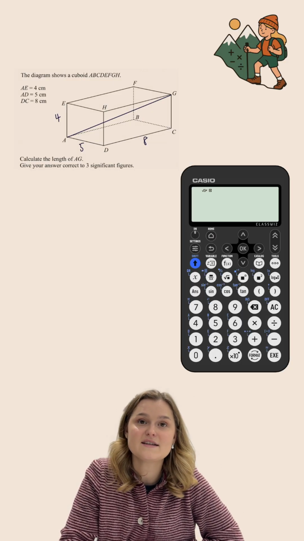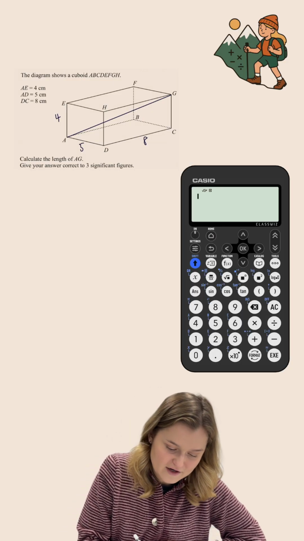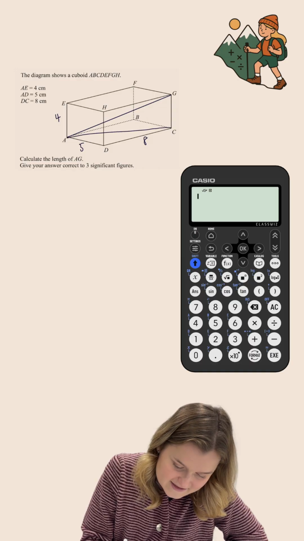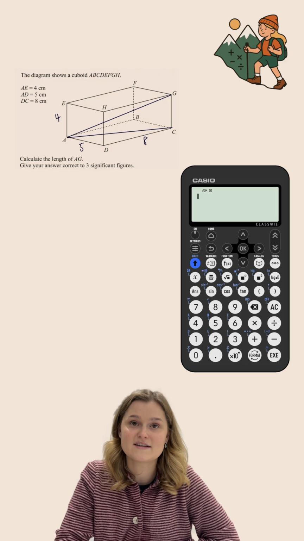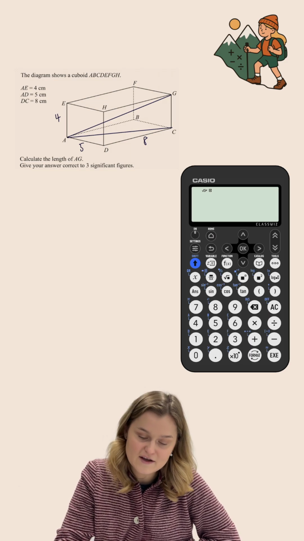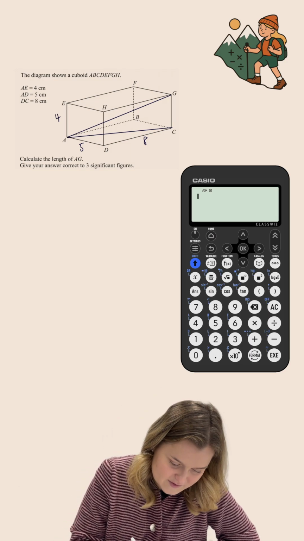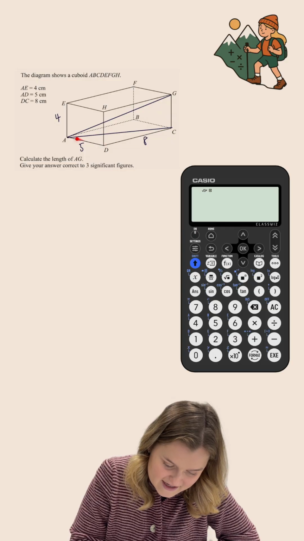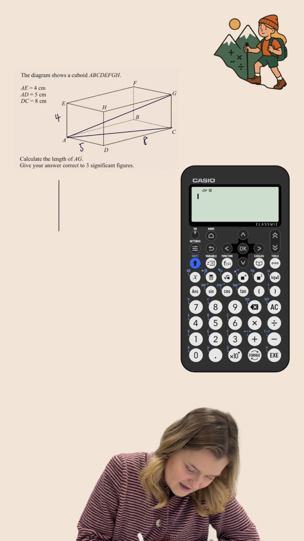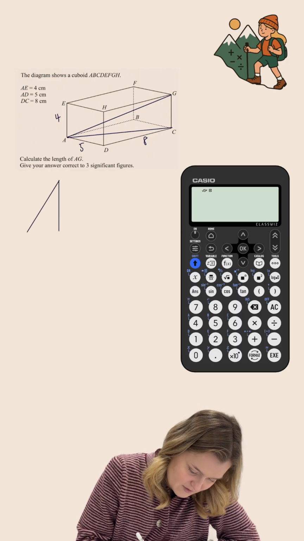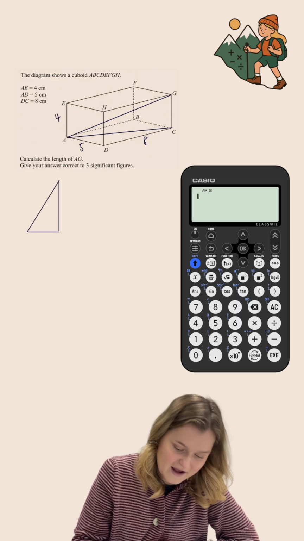Now this is a 3D Pythagoras question. If I draw another line from A to C, which is the diagonal of that bottom face, then I've created two right angle triangles here. The first right angle triangle is this one here from A to C to D. Okay, so I'm going to redraw that triangle down here in 2D form, just so we're looking at it in a much easier way.